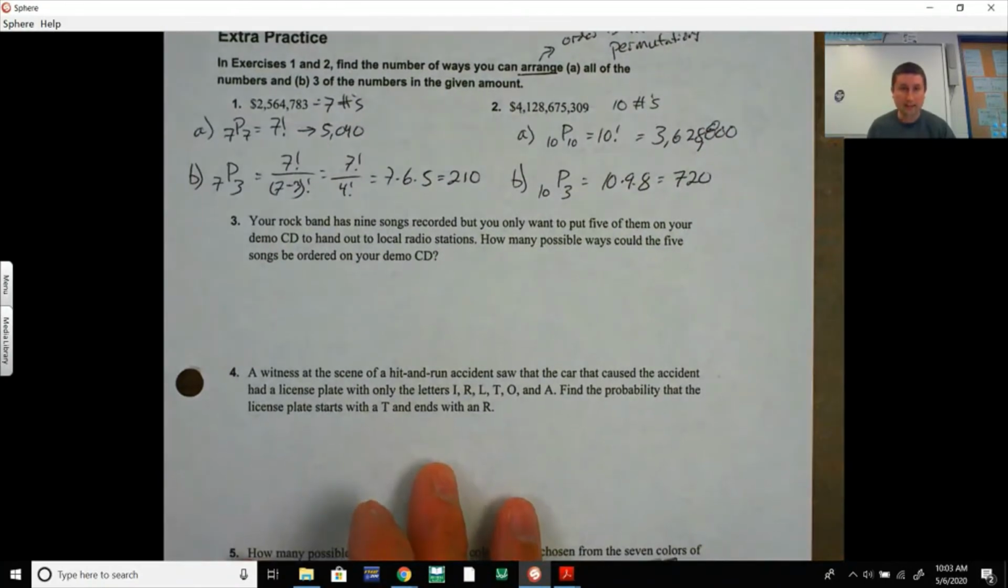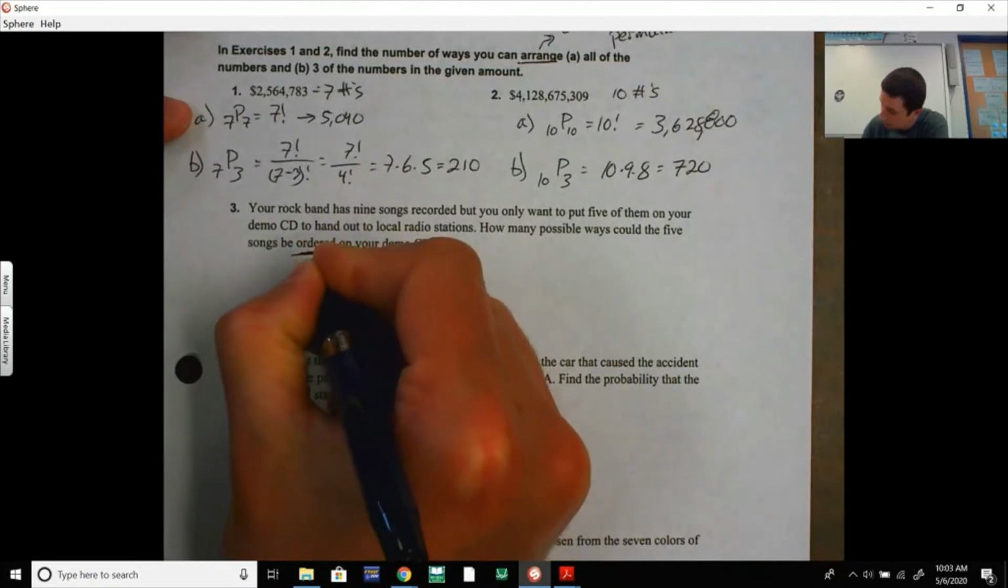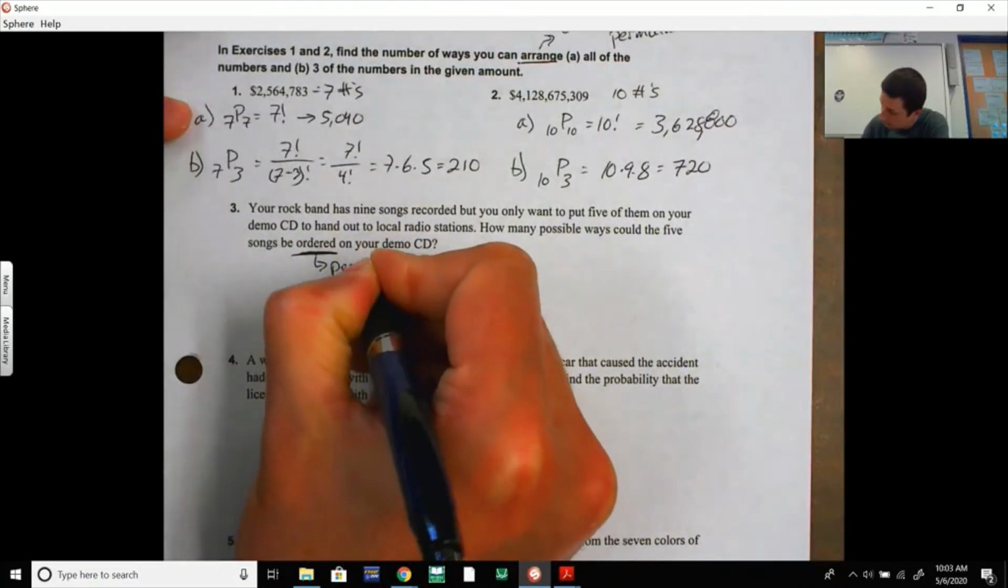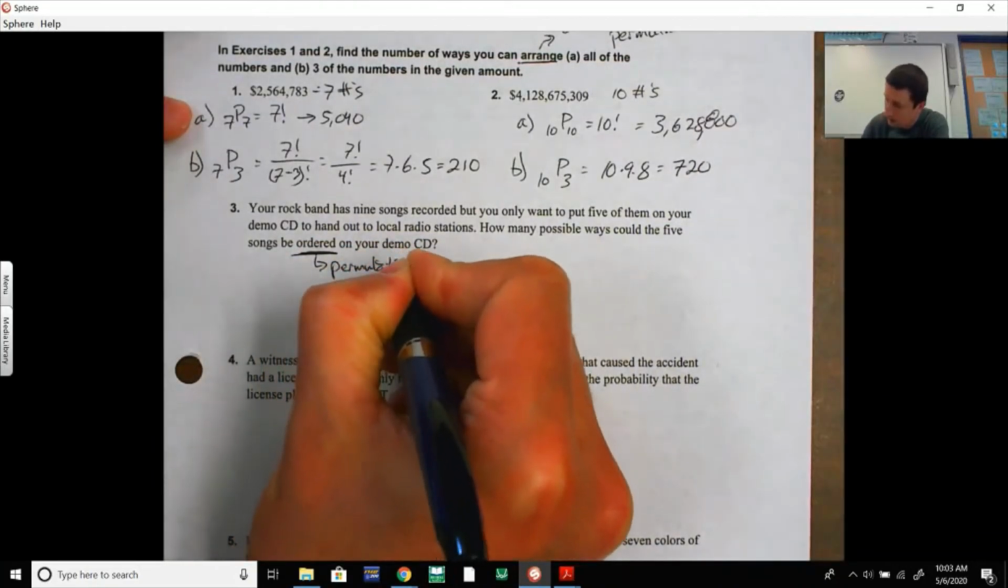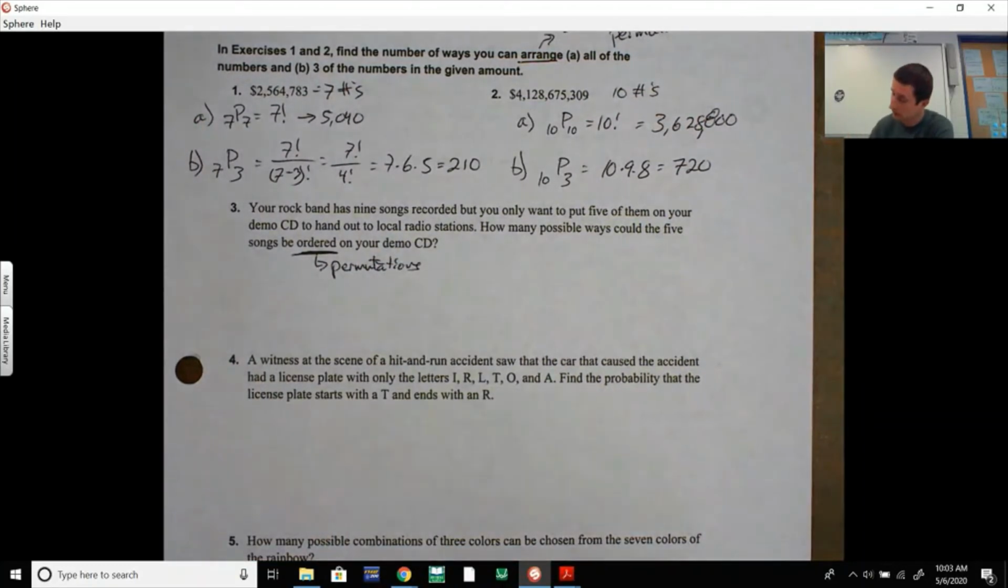Your rock band has 9 songs recorded, but you only want to put 5 of them on your demo CD to hand out to local radio stations. How many possible ways could the 5 songs be ordered on your demo CD? Be ordered. There's our key word. At first I thought this would be a combination. You just need 5 of them on there, doesn't matter the order, but you want 5 of them.